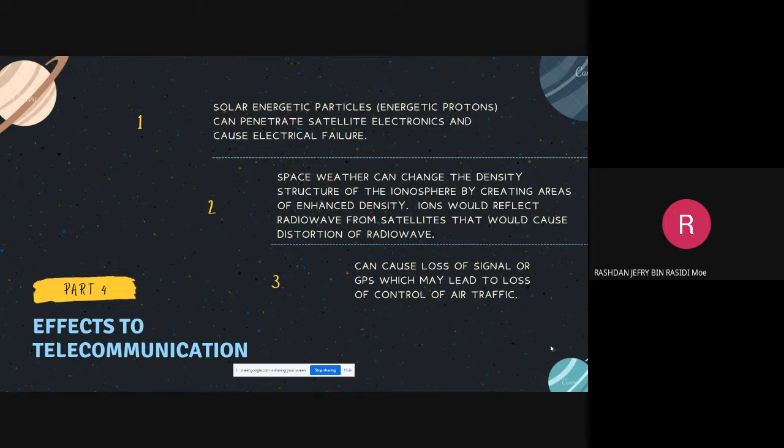However, when there is presence of foreign plasmatic particles in this layer, it will cause the rate of deflection or maybe the absorption of radio wave to increase due to increased density of the ions that cause distortion of wave. As the transmission of radio wave is disturbed, many telecommunication systems will face difficulties. For example, it can cause loss of signal or GPS, which may lead to loss of control of air traffic control.